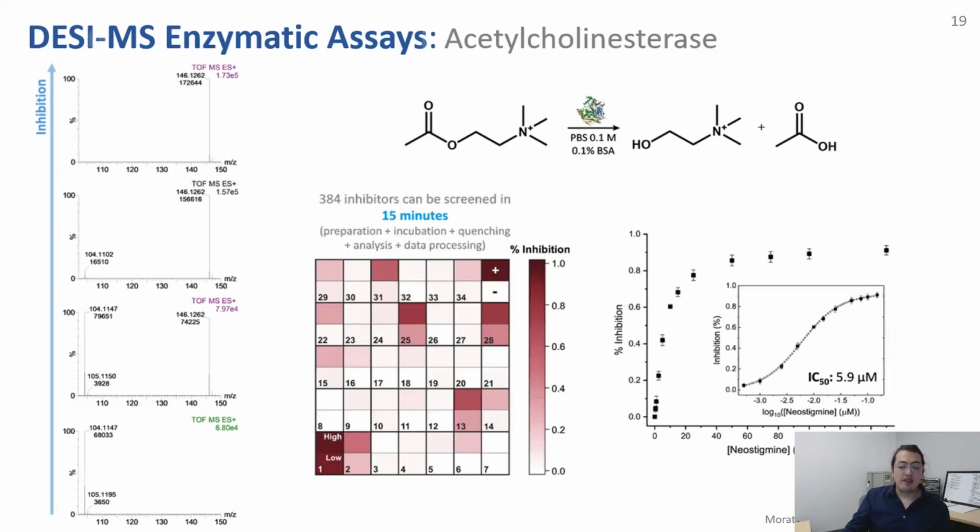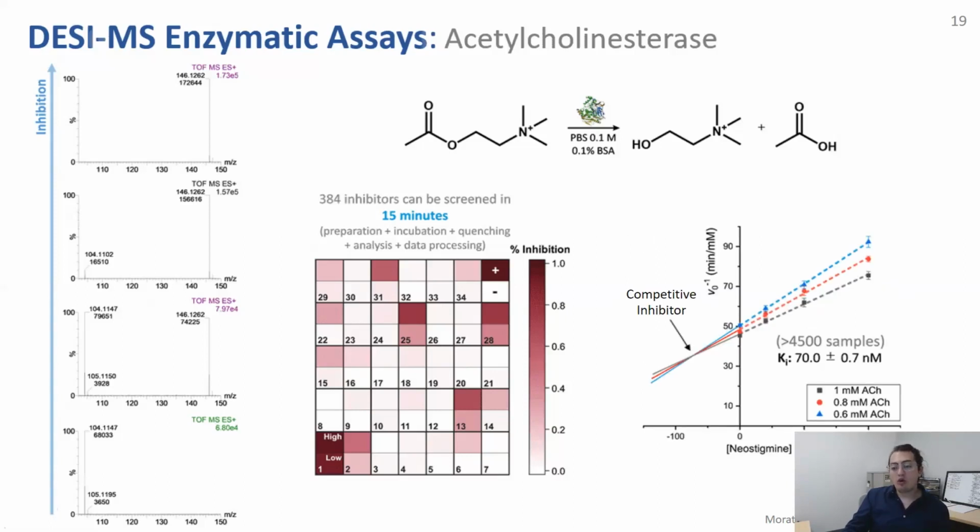Then you can also screen inhibitors, for example, and we developed a workflow to screen up to 384 inhibitors in just 15 minutes. Of course, you can screen way more, it just takes a little bit more time. You can take any of these active inhibitors and then characterize it further, for example, through dose-response curves, as you see on the right, to estimate IC50 values, or through Dixon plots to estimate inhibition modes and inhibition constants, and so on.